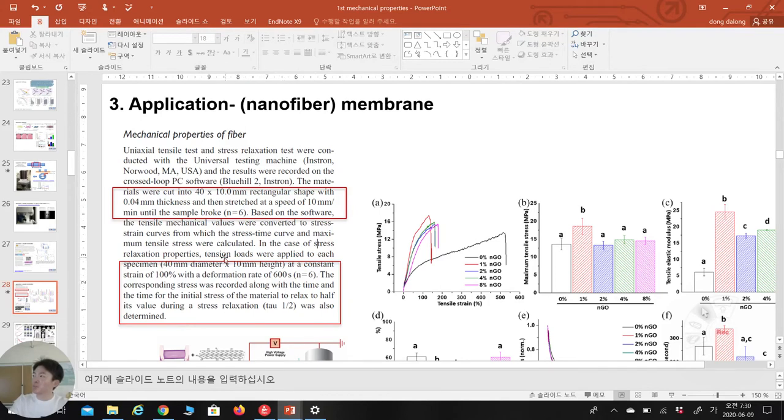And then tension loads are applied to each specimen at a constant strain of 100% with a deformation rate of 600 seconds. This is for checking the stress relaxation. It means that we stretched 100%, double the length. So the original length is 40, and we make it 80 millimeters. Then during the 600 seconds, we measure how their stress is relaxed. The corresponding stress was recorded along with time, and the time for the initial stress to relax to half its value was also determined. So this is the meaning of stress relaxation.